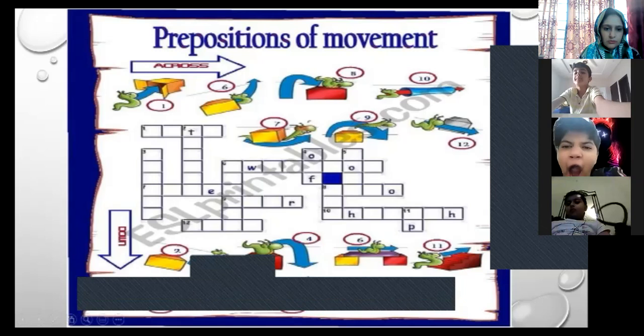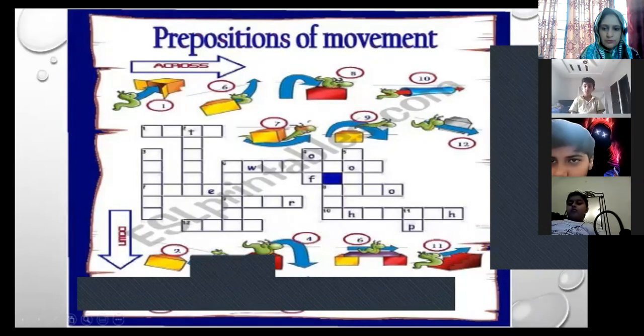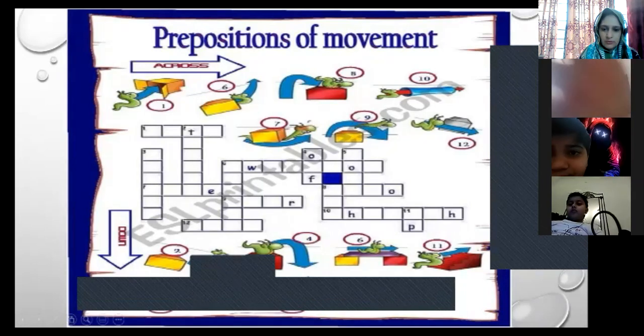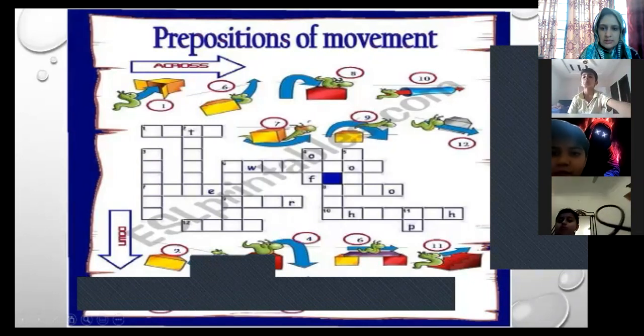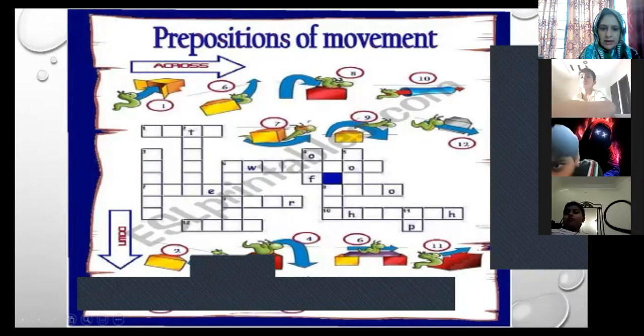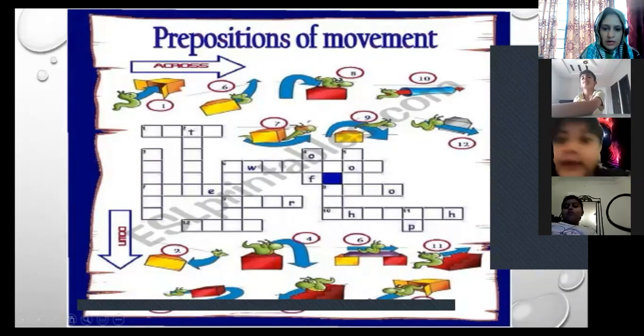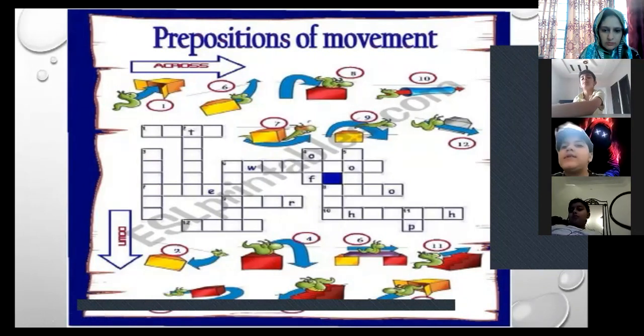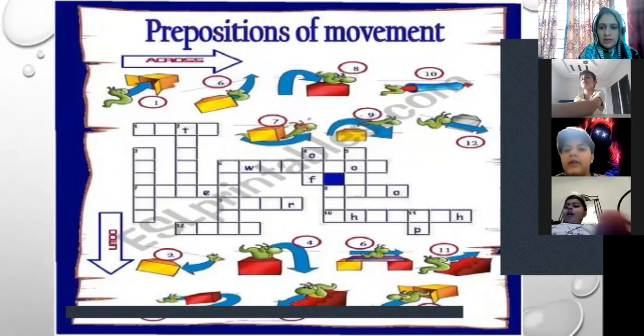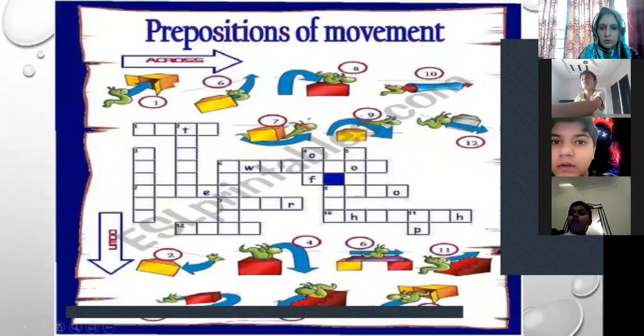Okay. So number 2, 4, 6, 11, and what else? Number 3, and there are 2 more. They are given in 8, and 1 more. This one is given in the downward position.